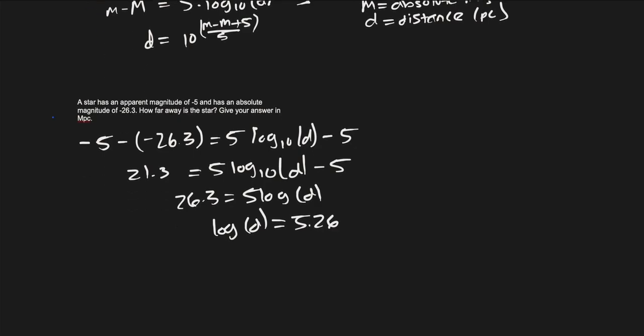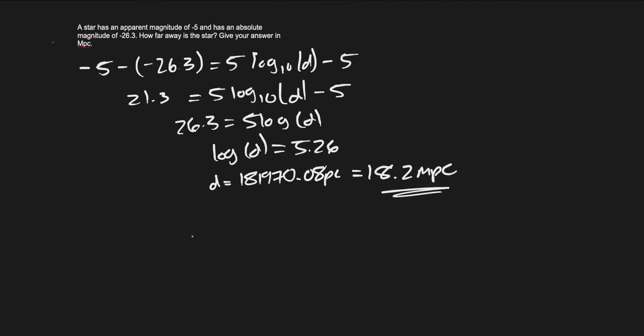And if we solve for d, we get a big number that's around 181,970.08 parsecs, which is equal to 0.18 megaparsecs. So it's just basically plugging into this equation. So let's try another problem with using distance modulus.